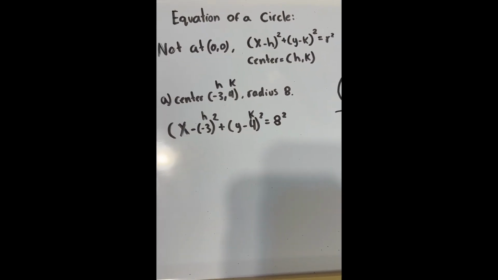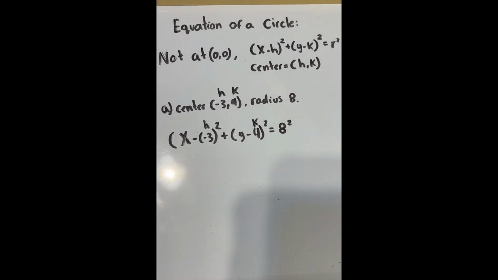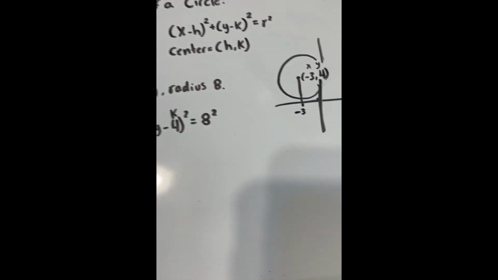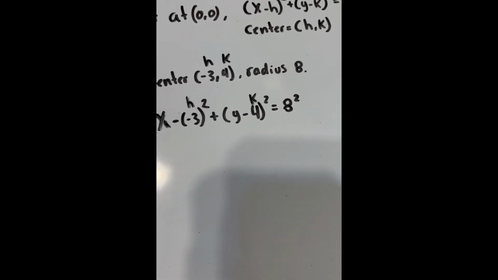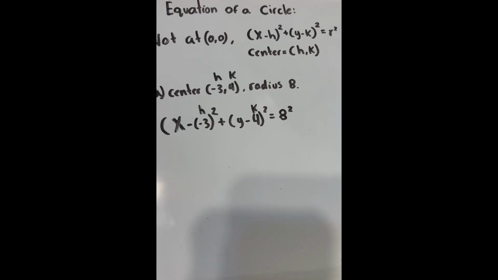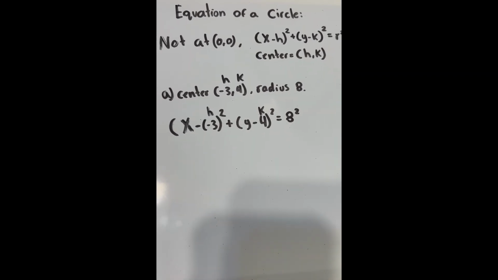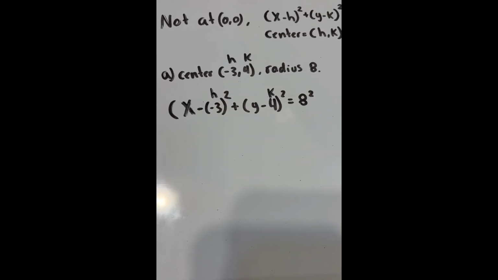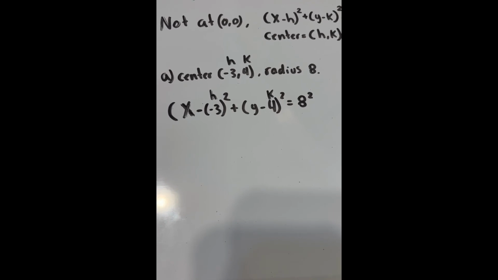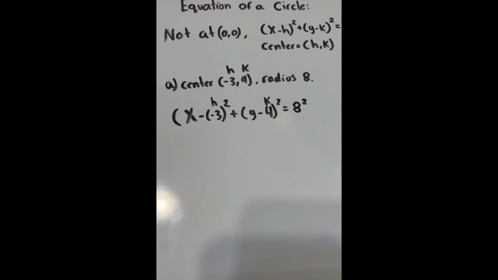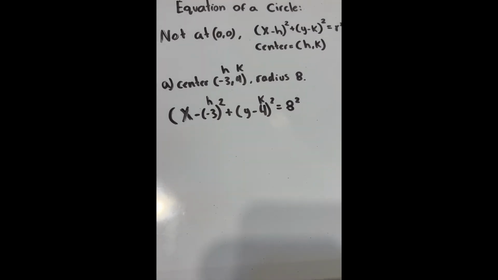Now, if the origin of a circle is not at 0, 0, then we must use a different equation, which as mentioned is x minus h squared plus y minus k squared equals r squared. So if we know the center is at -3, 4, and the radius is 8, all we have to do is plug in those numbers and we have found the equation of a circle when it is not at the origin. For this, it will be x minus -3 plus y minus 4 equals 8 squared.